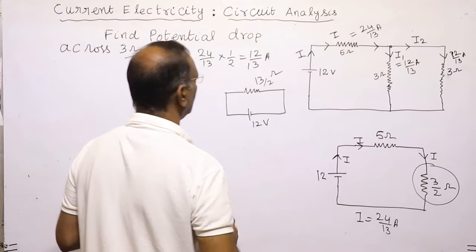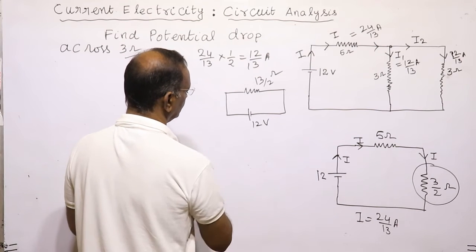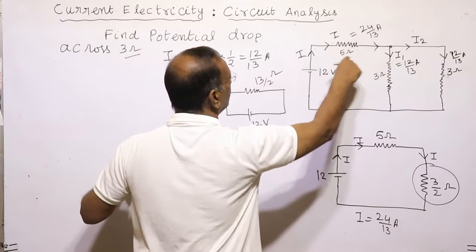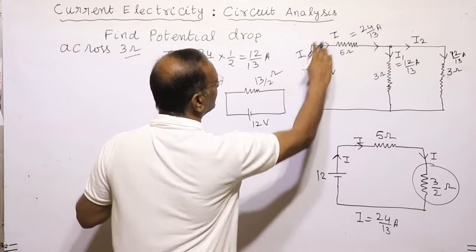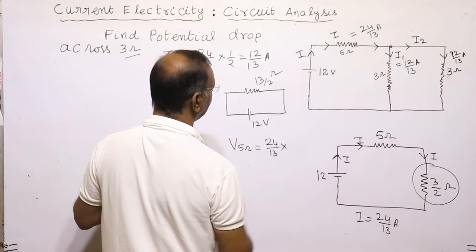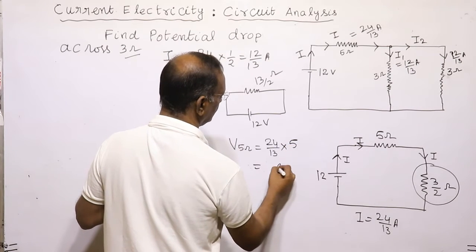What is the potential through the 5 ohm? This is equal to the current through it. The current is 24 by 13. Current into resistor, 5.